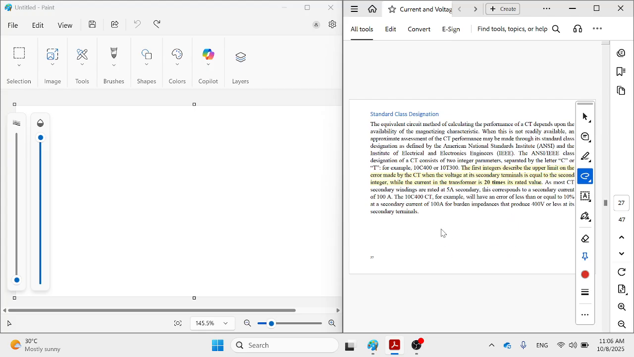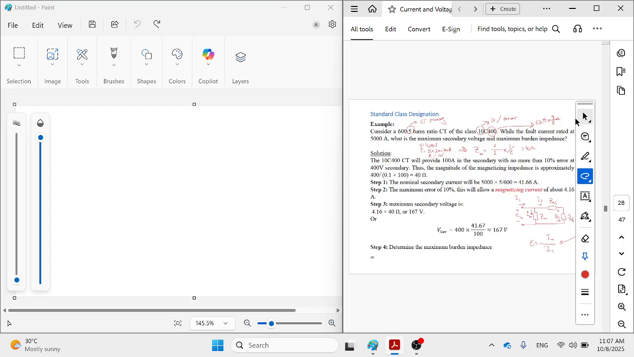As I mentioned in the class, the CT can come in classes of, for example, 300 to 5, which is mostly for relaying action, or it can come as 300 to 1, which is for measuring action. So both of them are available. The primary is 1 or the primary is 5; that is the main difference between these two.